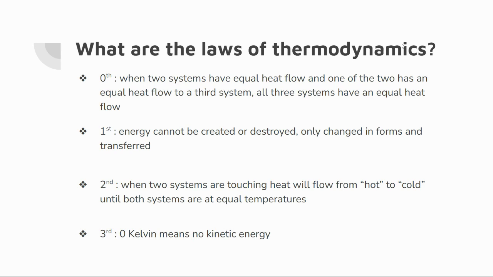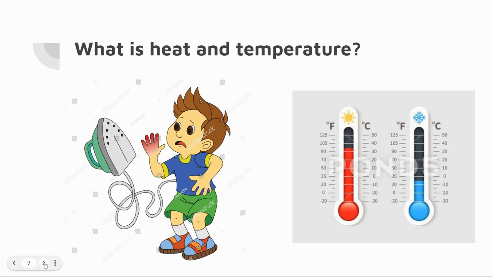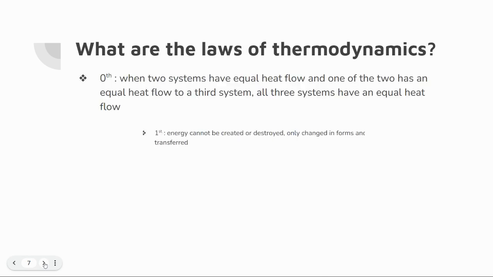And then the third law, or technically the fourth law, since there are four laws, is that 0 Kelvin means no kinetic energy. So here in America, we use the Fahrenheit system, which is depicted in this picture right here. We use this system. Most of the rest of the world uses Celsius. It's basically two different scales for measuring heat or particle movement, as we explained earlier.